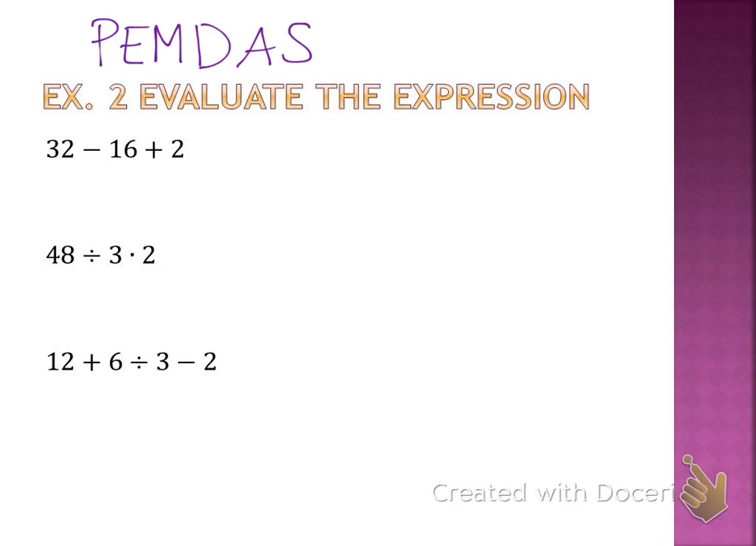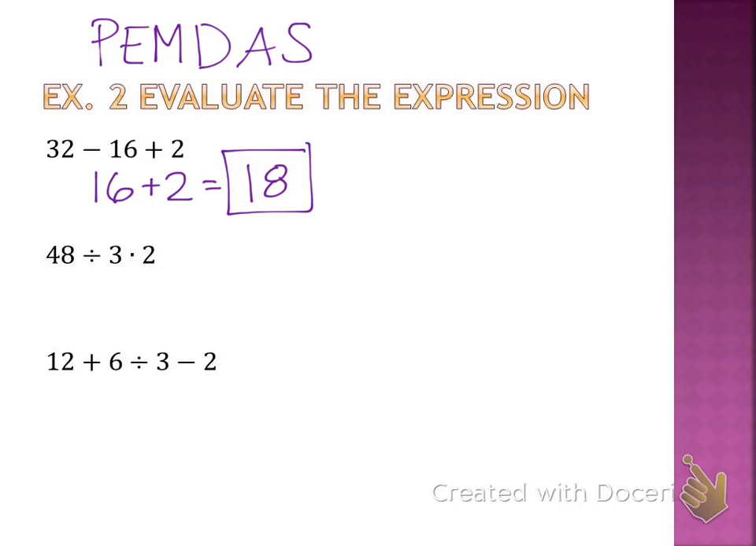So let's look for parentheses. Do you see any parentheses in the first problem? No. Exponents? Nope. Multiplication? Nope. Division? Nope. Now addition and subtraction. I see both of these. But because I have to follow the left to right rule, I'm going to do 32 minus 16 first. So 32 minus 16 is 16, plus 2 is 18.